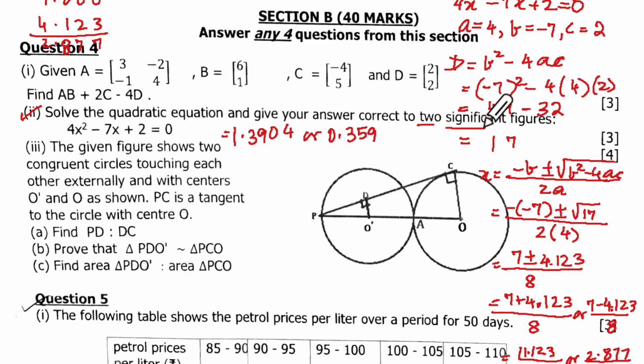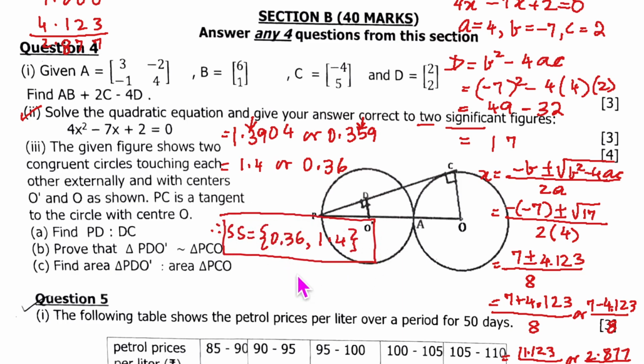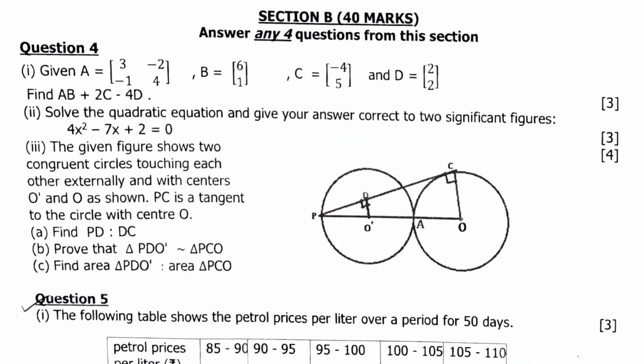Okay. Now they want two significant figures. Now here this is the first significant figure and this is the second significant figure. So what will it become? Tell me. 1.4, or here it will be 0.36. Okay, so therefore the solution set is equal to 0.36 comma 1.4, and that would be your answer. How is it? Good, bad or ugly? Good, ma'am. Good? Yeah, you would have got full 3 marks or you would have lost the marks.